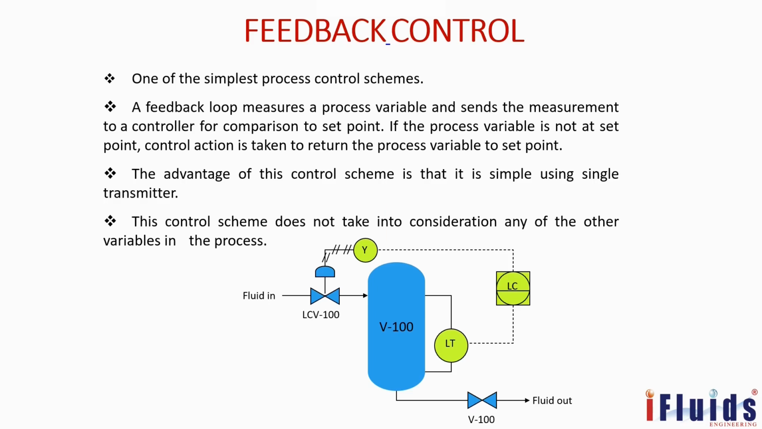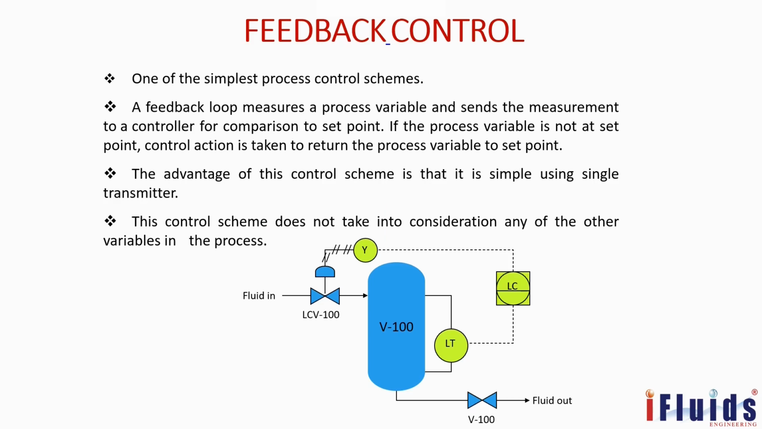One of the simpler process control schemes. A feedback loop measures a process variable and sends the measurement to a controller for comparison to set point. If the process variable is not at set point, control action is taken to return the process variable to set point. The advantage of this control scheme is that it is simple, using a single transmitter. This control scheme does not take into consideration any of the other variables in the process.